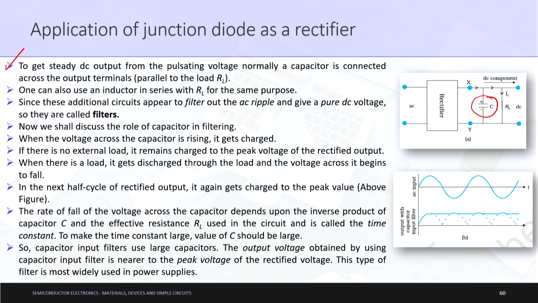As you can see, a capacitor is connected across the output terminals. Which are the output terminals? This is one output terminal here and this is the other output terminal here, parallel to the load RL. One can also use an inductor in series with RL for the same purpose. So, either you can use a capacitor parallel to your RL, or you can use an inductor in series with your RL.